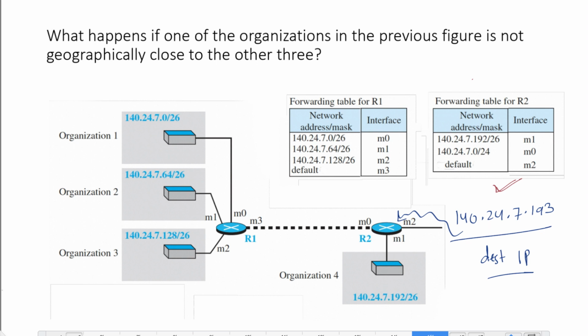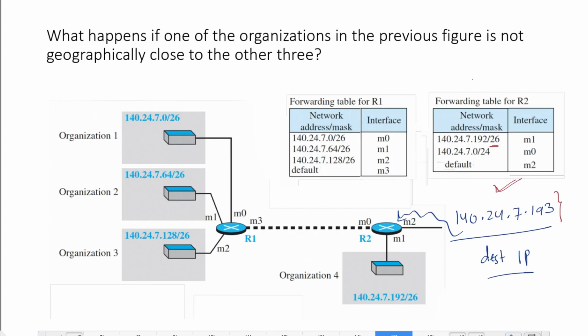Let's check it. How are we going to check it? We will take this and apply this mask, the 26 mask, and then check whether this belongs to this network or not. If you apply the 26 mask to this IP address, you will find that the network ID will be 140.24.7.192. How are we going to apply it? We have this destination IP, which is 140.24.7.193, and we need to apply the mask of 26, and then let's check what I get as a network ID.